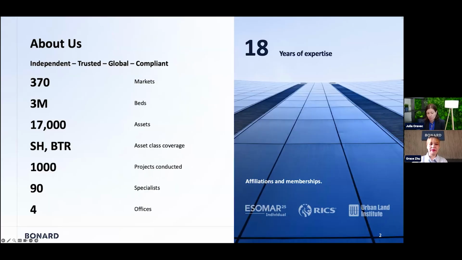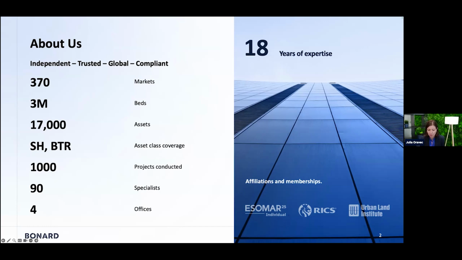A bit about us, so you know what we do and what is the angle that we represent. We are a global research and advisory firm. It's been almost 20 years that we are on the market. We are very focused on student housing, built to rent, senior living, so all the rental living markets. This is our sole focus. We are present in Europe, but also in China, where Grace is now based, covering 370 markets. So this is a global coverage that does include Australia.